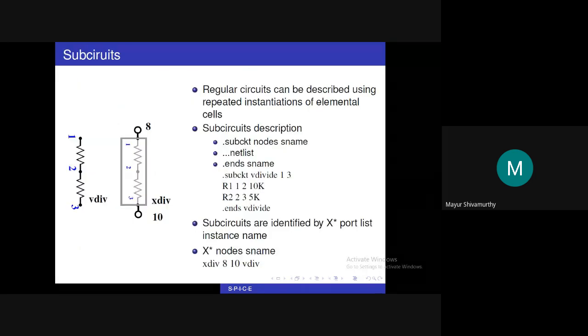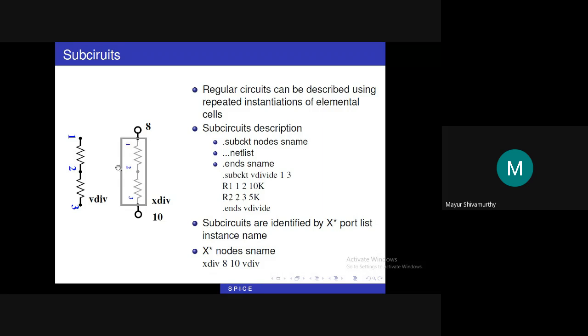Then next comes the subcircuit. Okay, subcircuits will be very handy and very useful when you're writing very big circuits. So for example, a regular circuit can be described using repeated instances. So you can instantiate this block when it is required. Okay, so if you see the subcircuit description, it is .subckt, followed by the subcircuit name and nodes. That is how you declare, followed by the netlist and .ends with the subcircuit name.